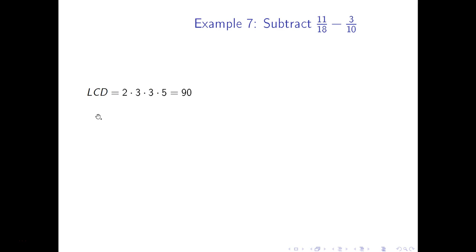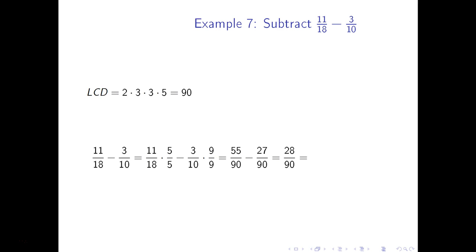So you can actually find the numbers that multiply together to give me each of the numbers. So with 90, I can say, okay, 18 times what is going to give me 90? It's 5. It's 5 over 5. 10 times what is going to give me 90? It's 9. You do the multiplication, I get 55 minus 27, all that over 90. If you do the subtraction, I should get 28 over 90.